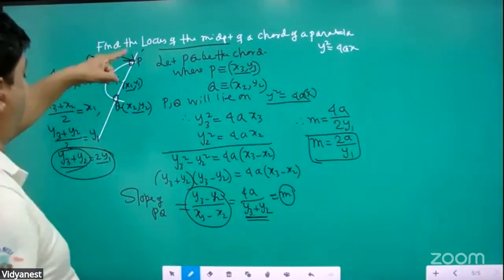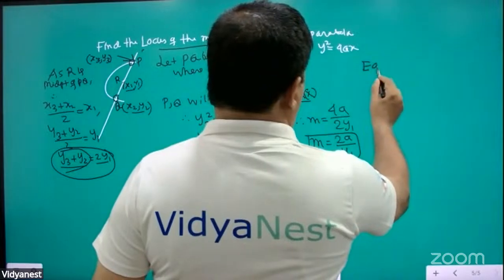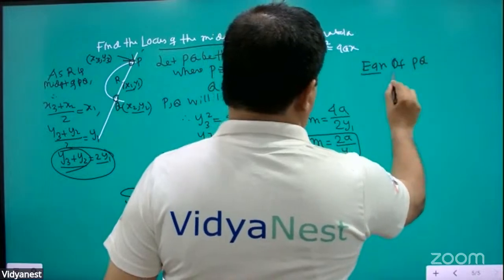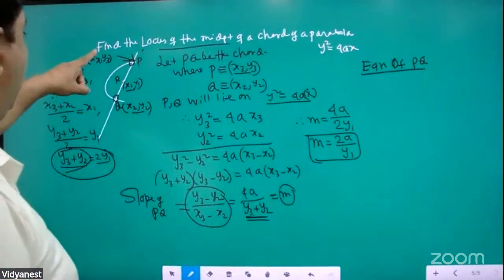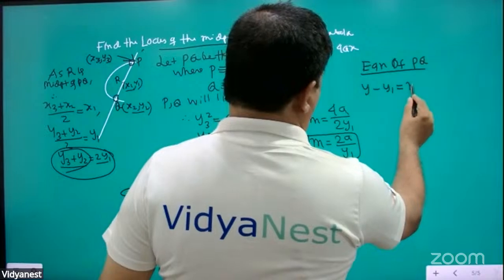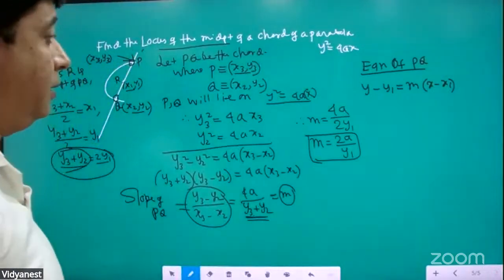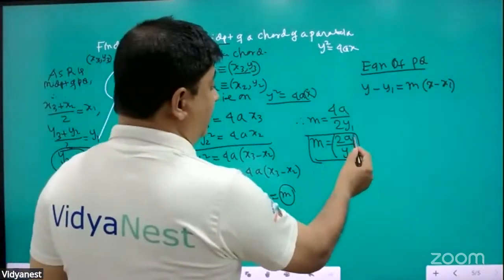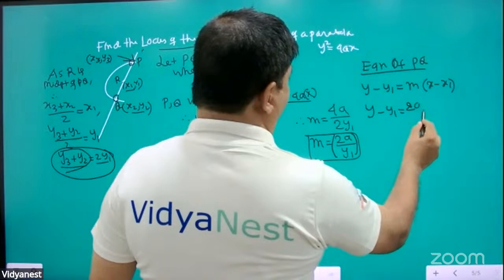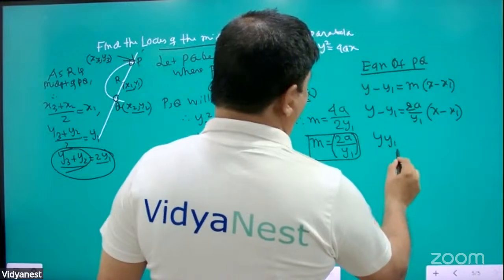Now I will find the equation of PQ. PQ is a straight line. The equation of PQ is y minus y1 equals m times x minus x1, since PQ passes through x1 y1. Now we have got the value of m just now: y minus y1 equals 2a by y1 times x minus x1. So cross multiply.